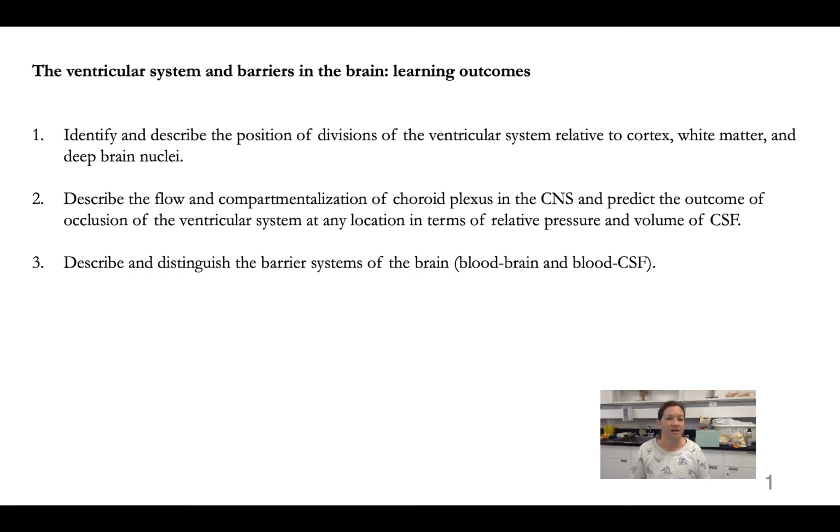And finally, we'll talk about the barrier systems of the brain. So these terms you hear a lot, particularly the blood-brain barrier, or the BBB. So we'll talk about that, as well as another functional and anatomical barrier, the blood-CSF barrier.